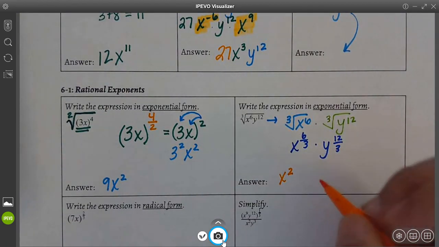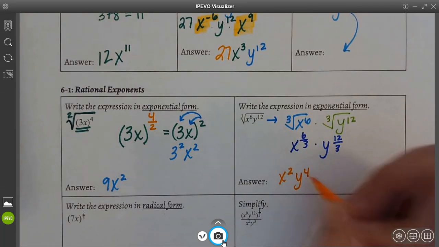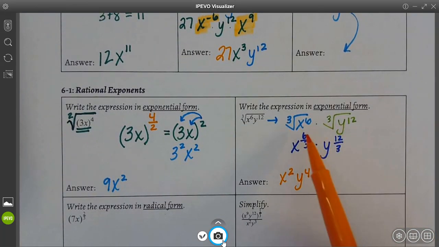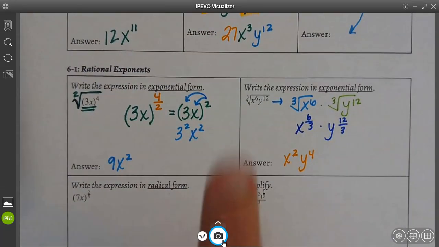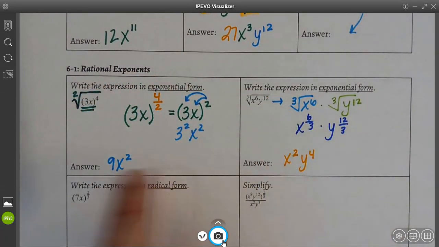12 divided by 3 is 4, so I have y to the 4th power. So I just broke them up into 2 separate problems there and simplified those fractions to get my final answer. Now, we went from a radical to an exponent.